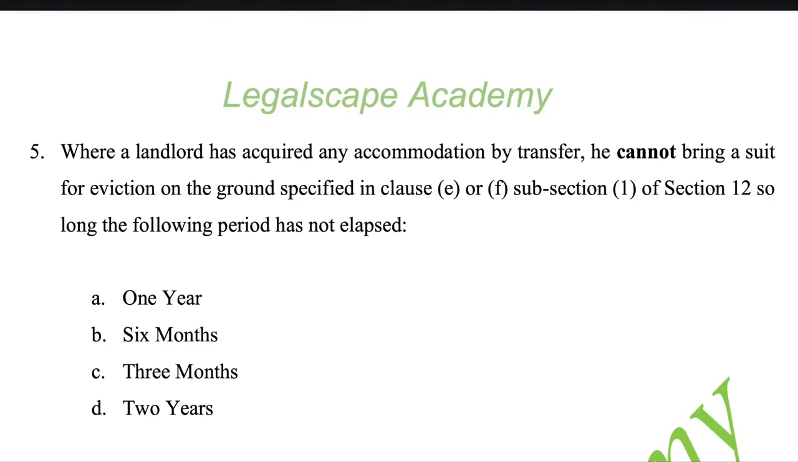Where a landlord has acquired any accommodation by transfer, he cannot bring a suit for eviction on the ground specified in clause E or F, subsection 1 of section 12. So for how long the following period has not lapsed. What is that following period? A. 1 year, B. 6 months, C. 3 months, D. 2 years. Write your answer.